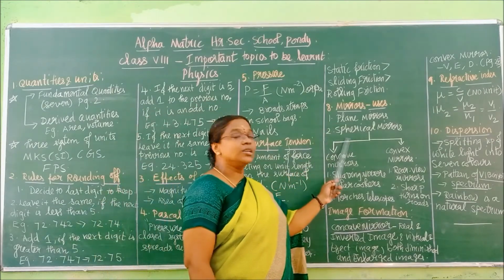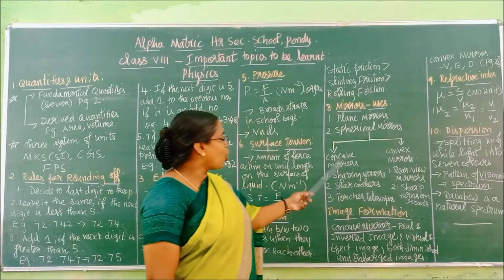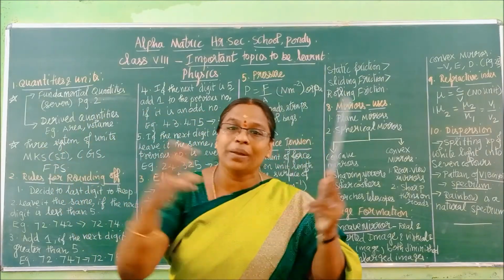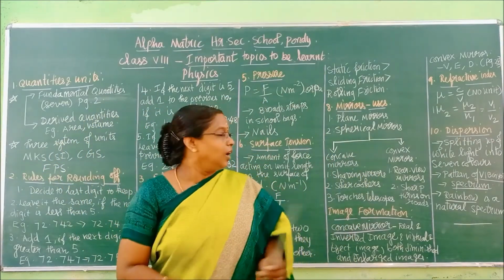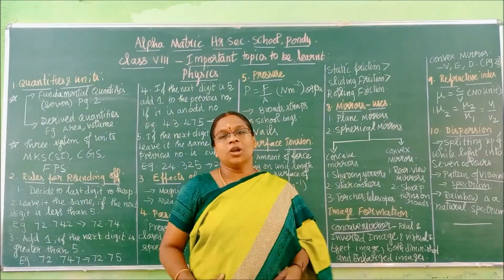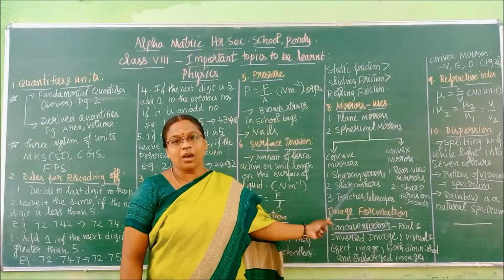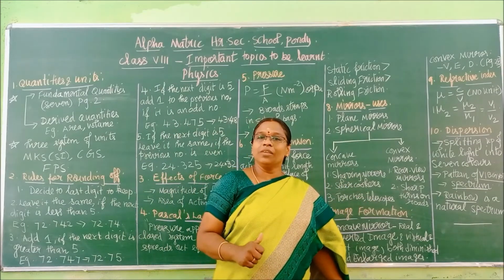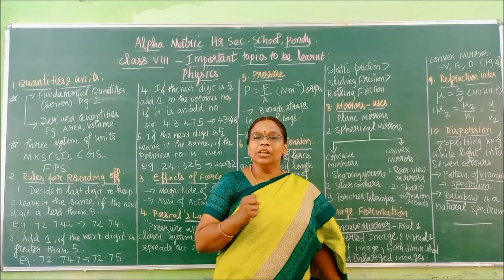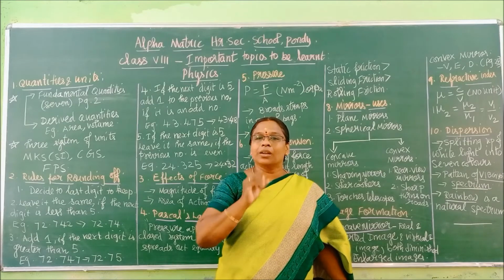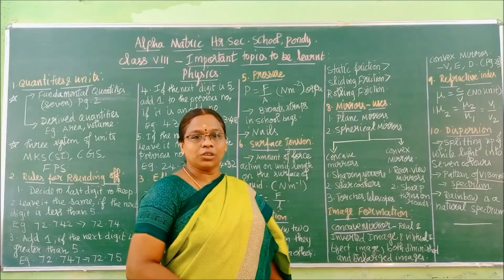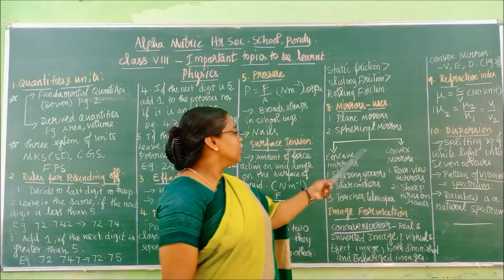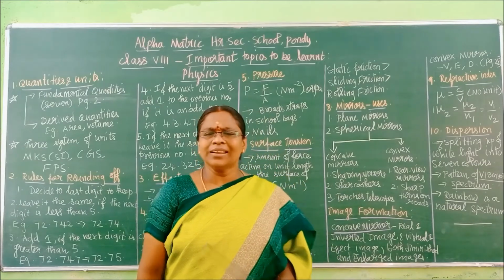What about spherical mirrors? What are the two spherical mirrors we have? Concave mirrors and convex mirrors. A concave mirror will converge, bringing all the light rays to one point. Convex mirrors will diverge. So a concave mirror is a converging mirror, and a convex mirror is a diverging mirror. All these points, note down. Don't watch the video as if you are watching a clip from a film. Pause the video and take down the notes. Concave mirrors are otherwise called converging mirrors. Convex mirrors are called diverging mirrors.